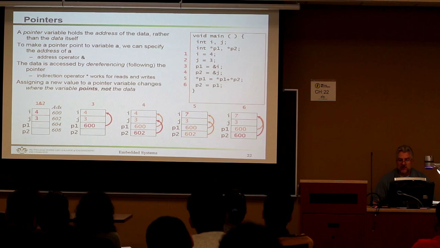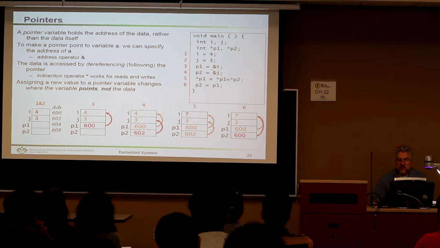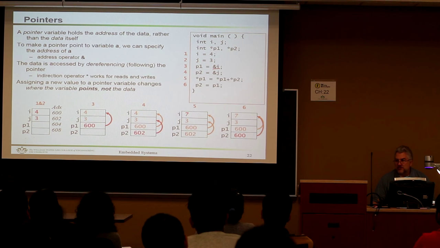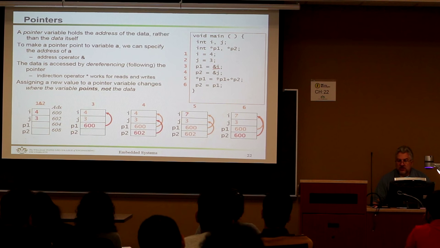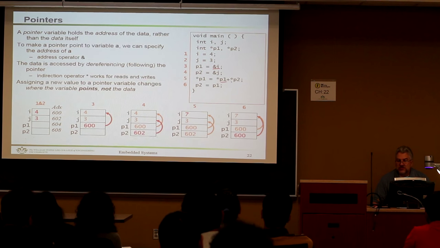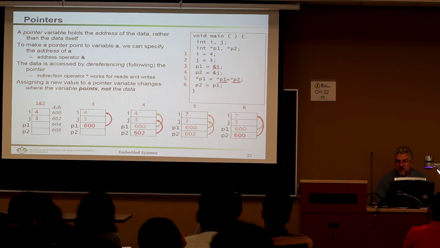So in this case, let's take a look at what we have. If the value of I is 4 and J is 3, then we're going to take the address of I and store it in P1. P1 represents a pointer, basically an address. So when we refer to star P1, we're saying, to the data pointed to by P1, add the data pointed to by P2. So in this case, P1 points to 4, P2 points to 3, just as we show up here.